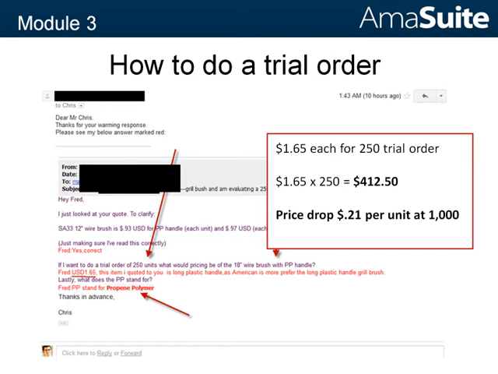But if you look at that, $1.65 each for a 250 unit trial order, that's really not that much, right? That's $412.50. Now you do have to deal with shipping over from China to the US, and that's another added cost. But from the actual unit cost for the product, that's not too expensive, right?